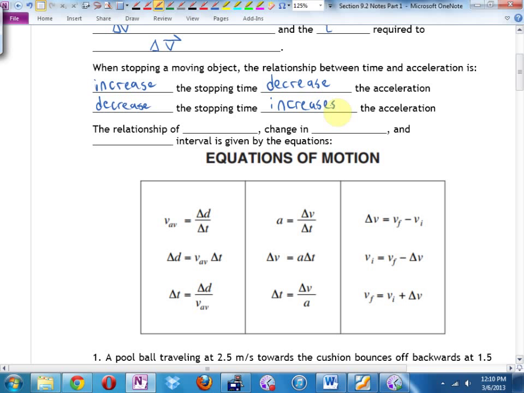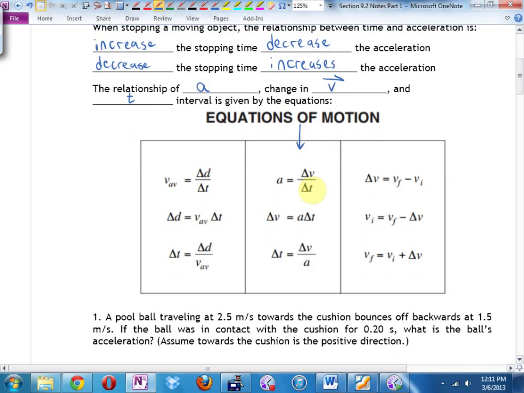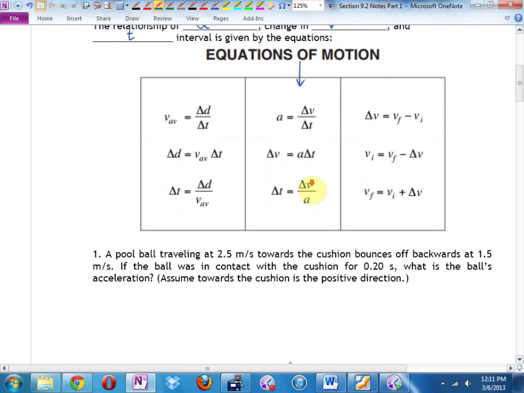Okay? And the relationship between, what does A stand for? Change in velocity, and the time interval is given by, well, mainly by these equations, but we're going to be using all of these today. And the best way to do this is just to jump on in and start crunching some numbers, start practicing some examples.